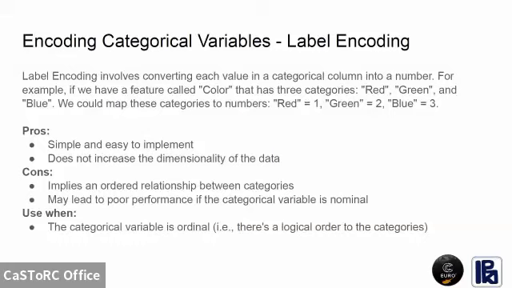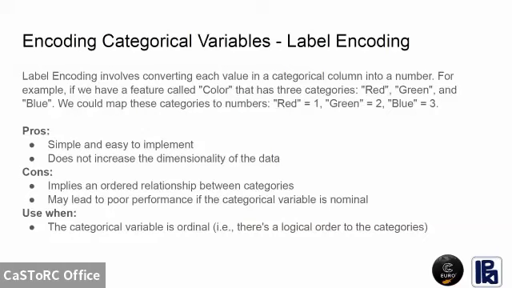The negative thing is that it implies an order relationship. For example, if you see red is equal to 1, green is equal to 2, and blue is equal to 3, then in some cases you assume that blue is closer to green than it is to red. You make an assumption, but in some cases it may not be the case. The order in this case doesn't matter.